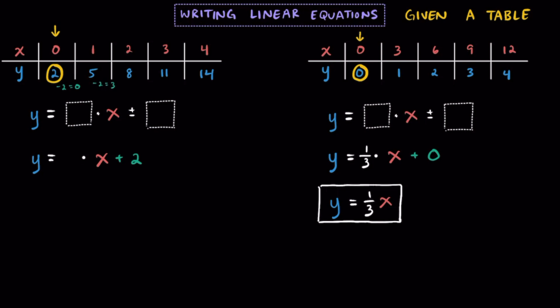If we take away 2 from 8, then that's going to equal 6. If we take away 2 from 11, that's going to equal 9. And if we take away 2 from 14, that's going to get us 12.